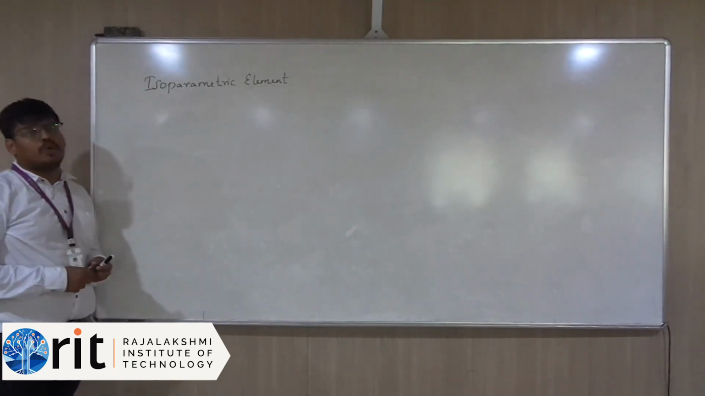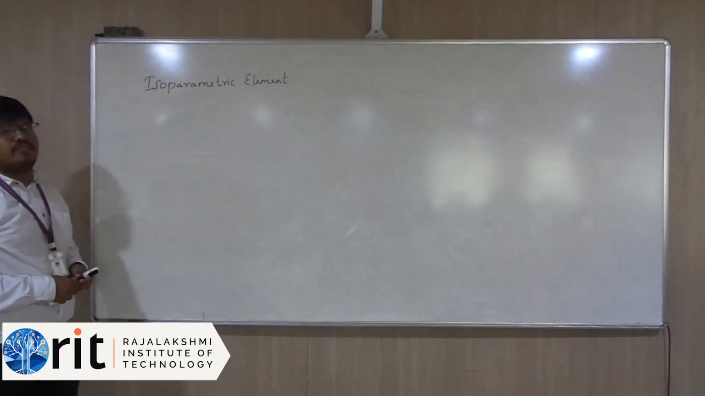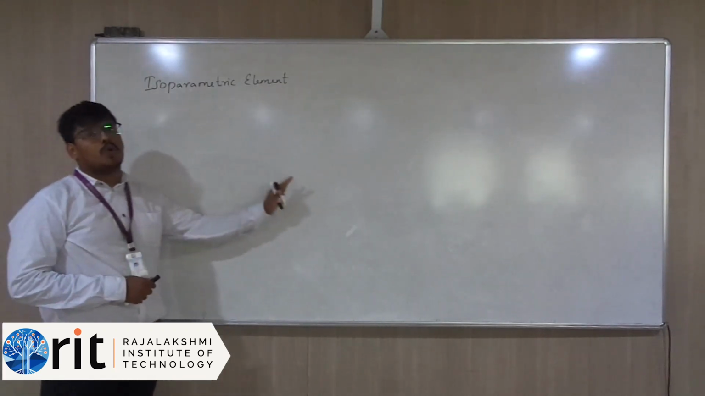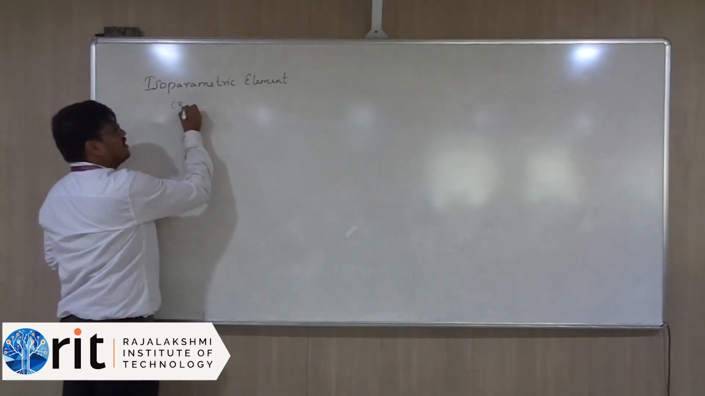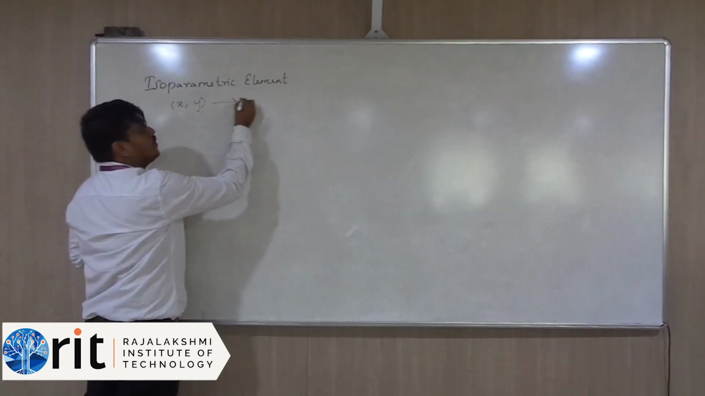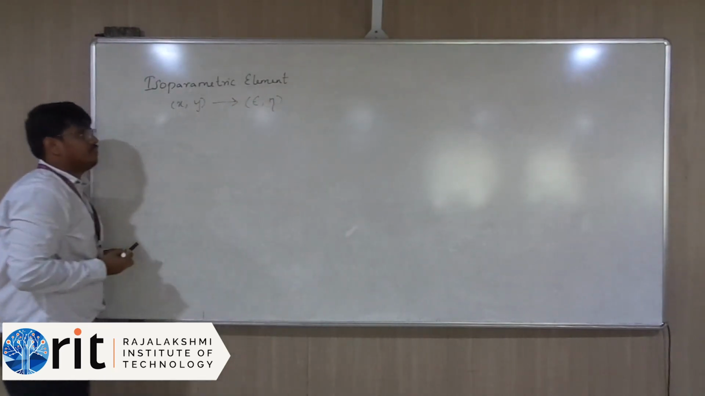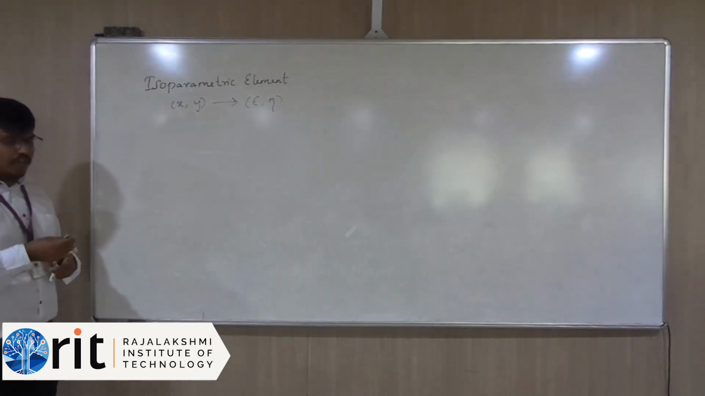In today's class we are going to derive the shape function for the isoparametric element, and we are going to discuss how we convert the natural coordinate system into the local coordinate system. In this we are going to convert x and y into the natural coordinate system, the local coordinates epsilon and eta. First of all, I am going to consider a 4-noded rectangular element.